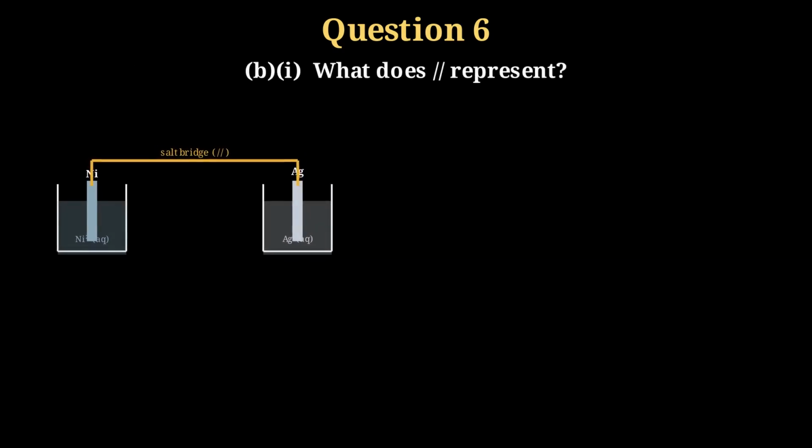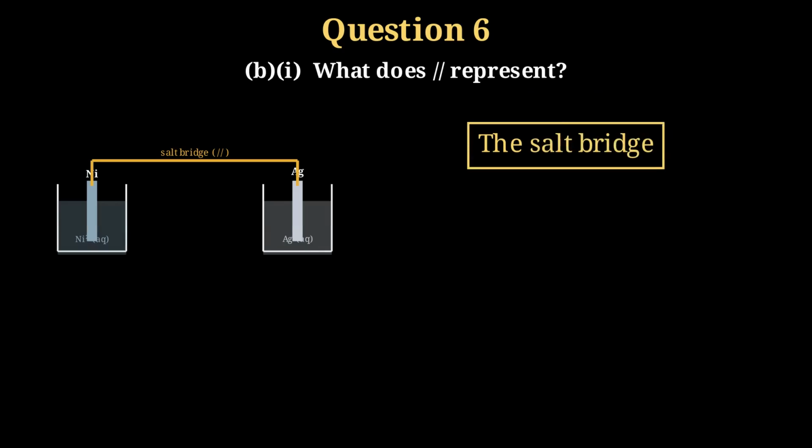Part 1. In the cell diagram, the double line stands for the salt bridge, the link that completes the circuit by letting ions flow between the 2 half cells.